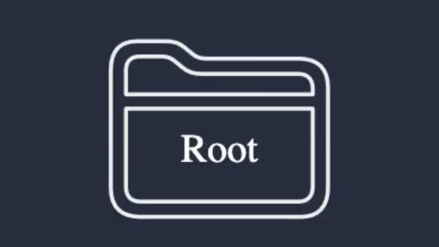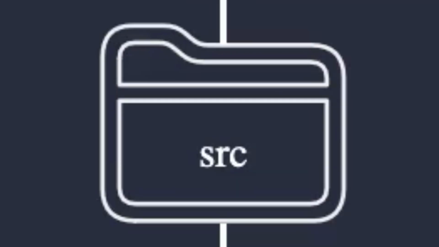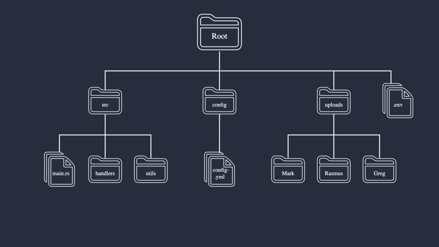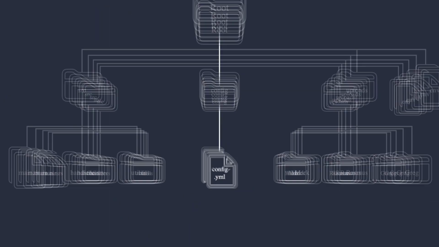We start off by looking at the file structure of the project. Within the root of the project, we have multiple different directories. We have the source directory, which contains all of our Rust files for the Rust project. We have a config directory, which just contains some config files. And we have an uploads directory, which will contain all of the different files throughout the file system.